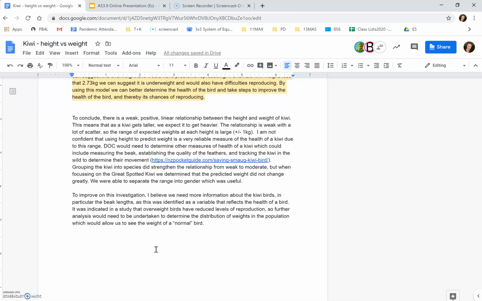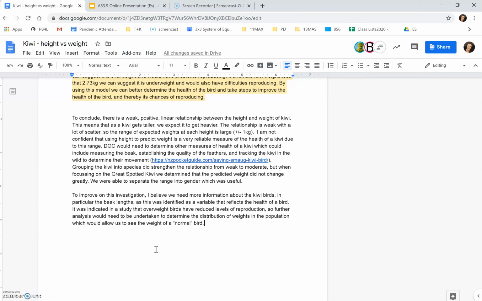So I was not confident in the quality of the relationship. So I reflected on this and I said, well, what else could we do to improve this investigation? And I looked at some research and found that there's other measures of health that we would need information on in order to determine whether the kiwis are healthy or not.